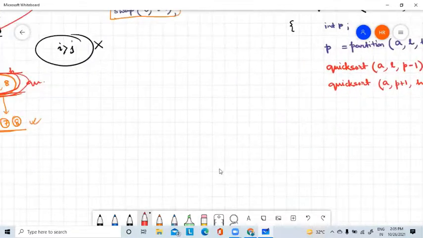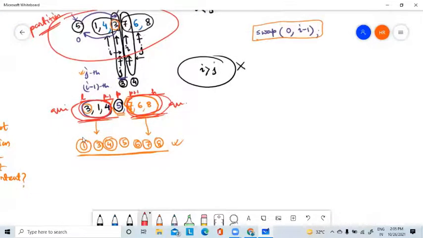We have already seen that we stop when the subproblem size becomes a single element. How can we know that this is a single element? When L and H both are at the same position. If there is only a single element, what is the lowest index value? What is the highest index value? They are both the same.